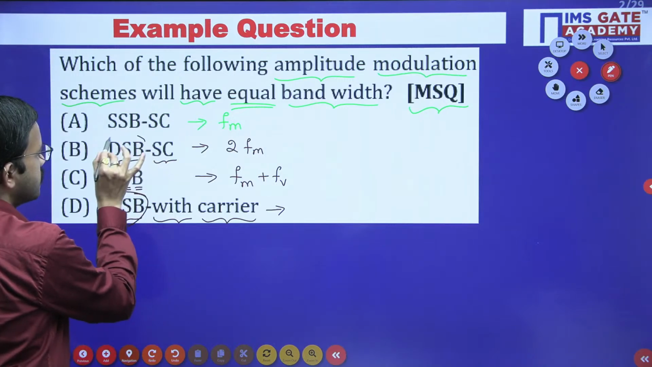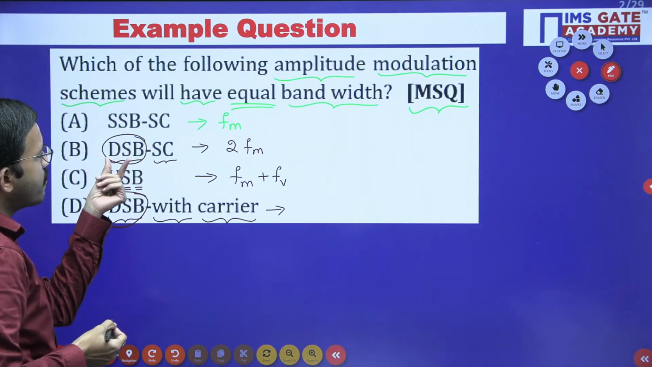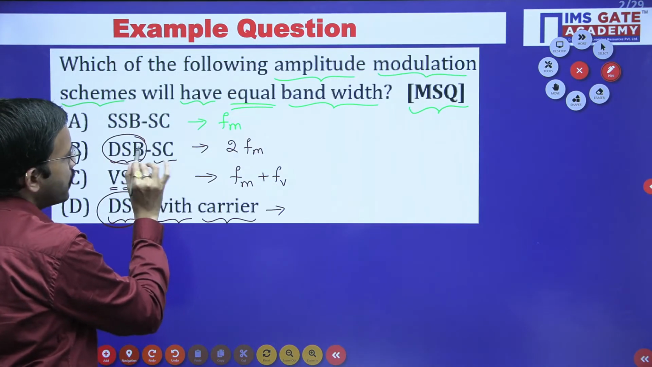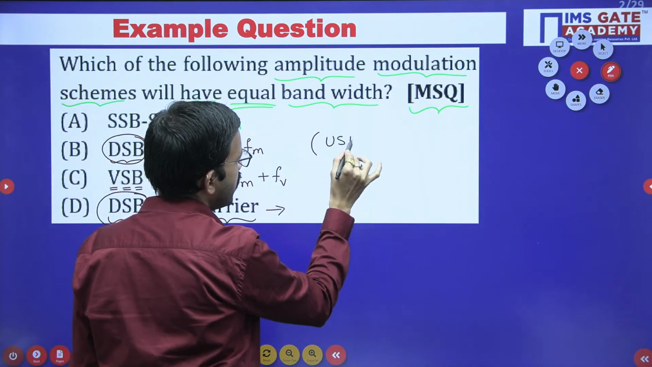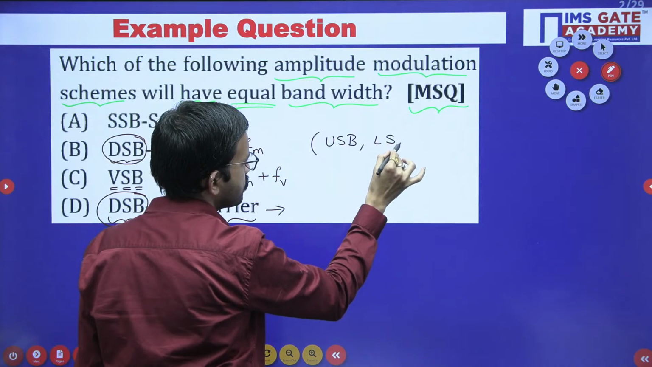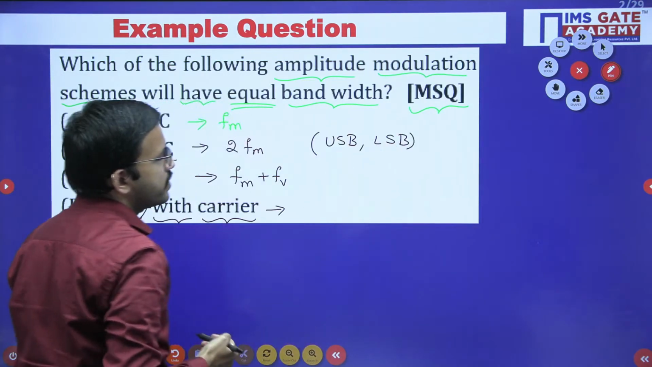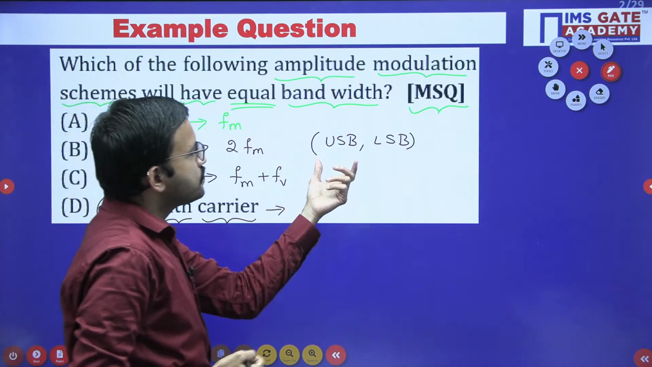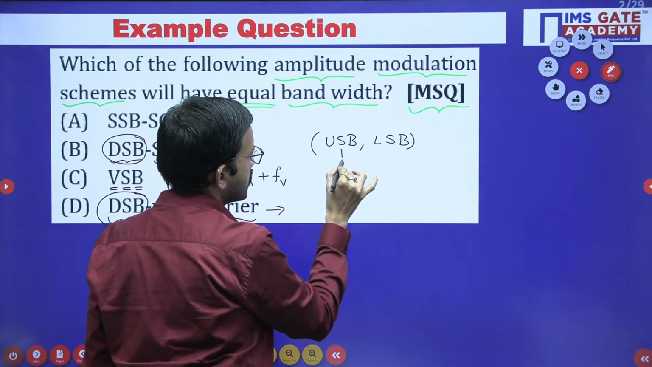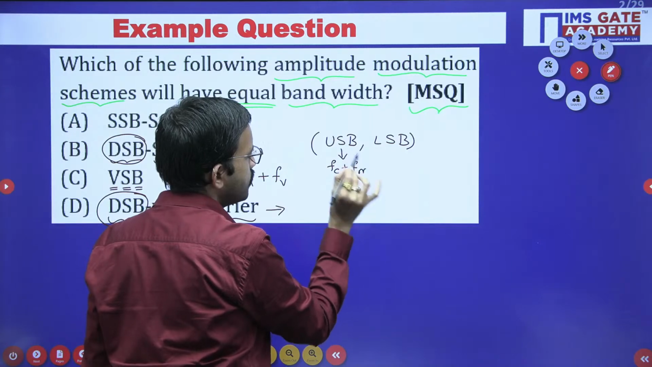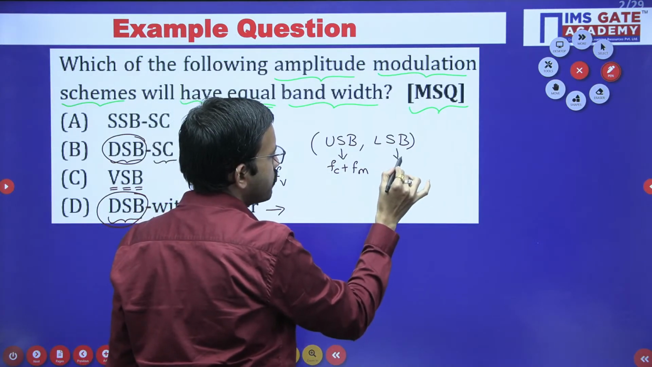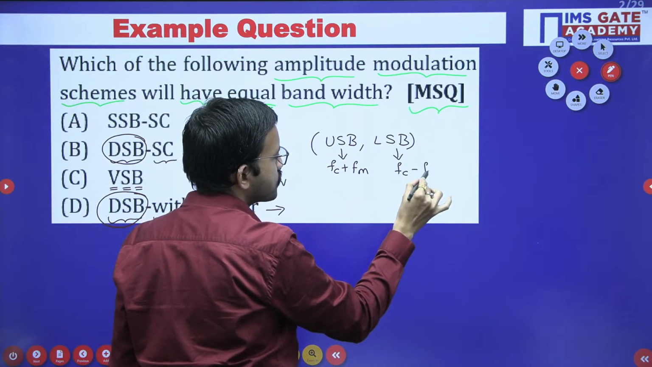Just like this one, here we have double sideband. As the name implies, double sideband means we have an upper sideband and a lower sideband. We have two sidebands. Regarding the upper sideband, you will have a cutoff frequency of FC plus FM, and regarding the lower sideband, you will have FC minus FM.